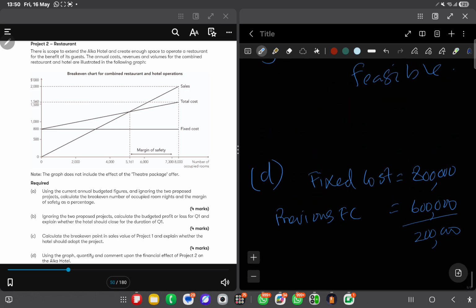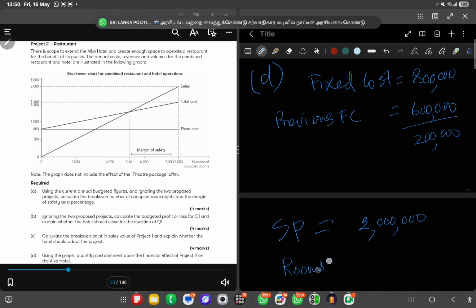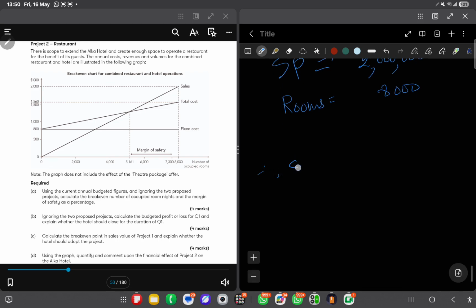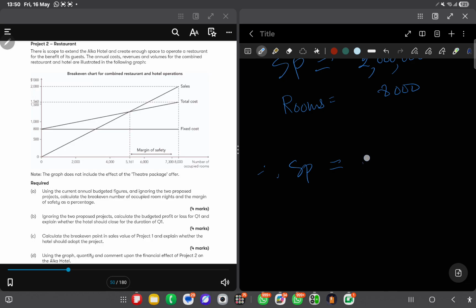And then secondly, our selling price. If you see the total sales is 2 million, and the actual number of units you sold, the rooms you sold, is 8,000. So therefore, the selling price will be 2 million divided by 8,000. So the selling price is 250.